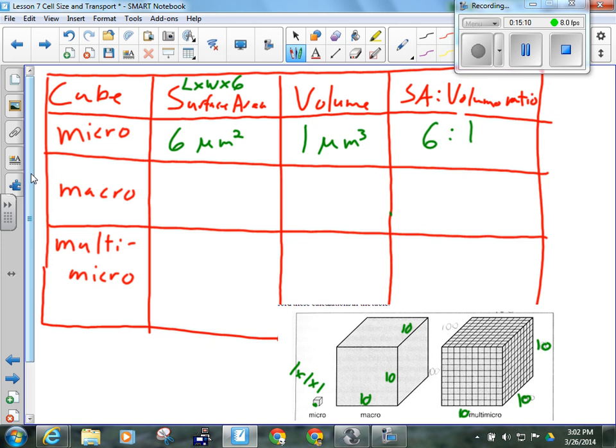For macro, same thing, except now our sides are 10 times as big. So if I want to find the surface area of macro, 10 times 10 times 6. 10 times 10 is 100. Times 6 is 600. Micrometers squared. I want to find the volume of this one. 10 times 10 times 10 is 1,000. All right, this one was 6 to 1. What's this one?